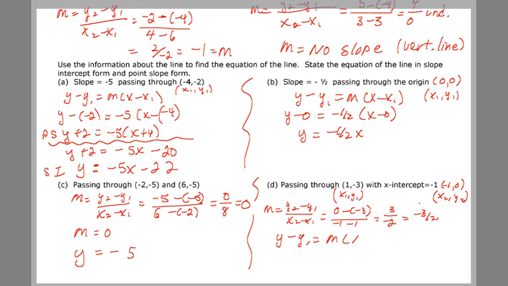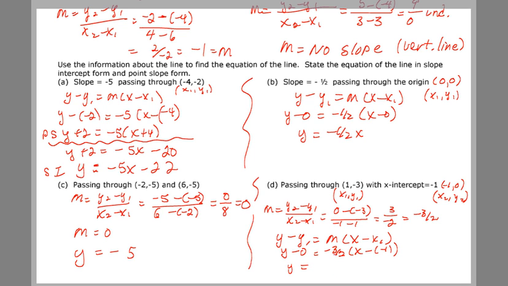Now, since I have a slope and a point, I'm going to use the point-slope form, which is y minus y1 equal m times x minus x1. Let's plug in our information, -3/2 for m, and we're going to pick a point for the x1, y1, whichever point you want, but I'm going to choose the -1, 0, which means I'll have y minus 0 equal -3/2 times x minus a -1.